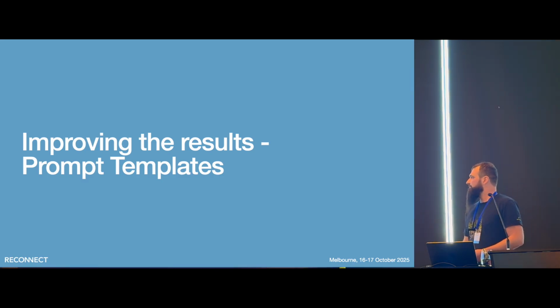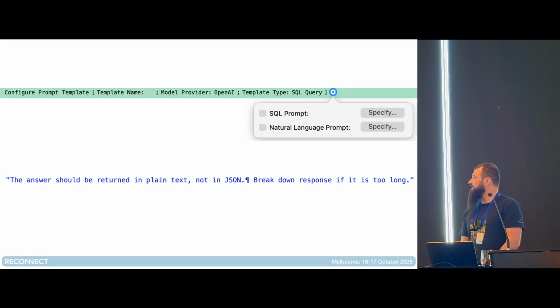The other way we can improve the results is the prompt templates. The configure prompt template script step is used to do that. Again, this works very similar to configure AI account. You give the template a name. You want to make sure you pick the same model provider that you have in that configure AI account script step. There are different templates for the same script step for different models, because the different models work in different ways, so they react differently to different prompts.